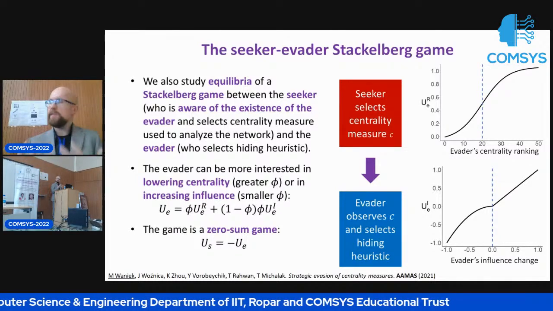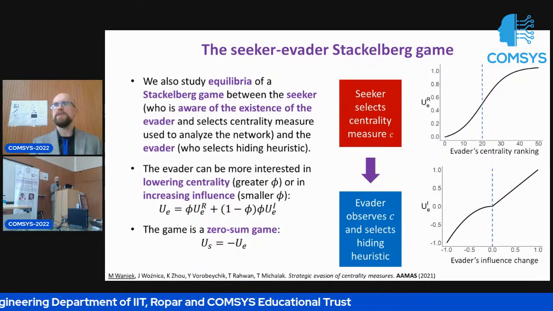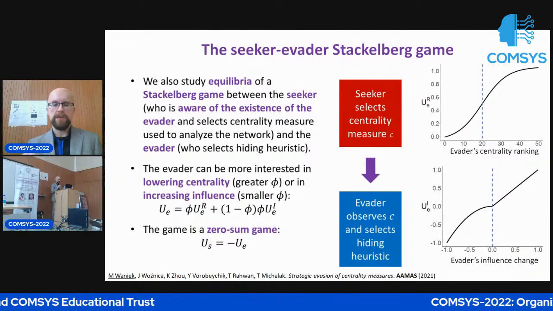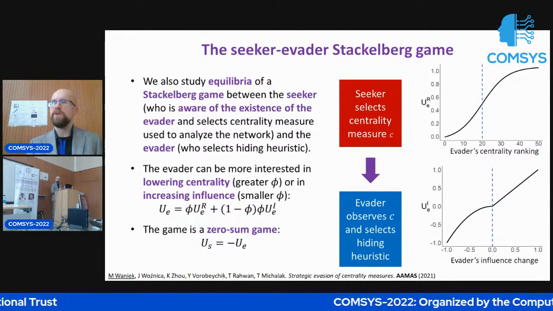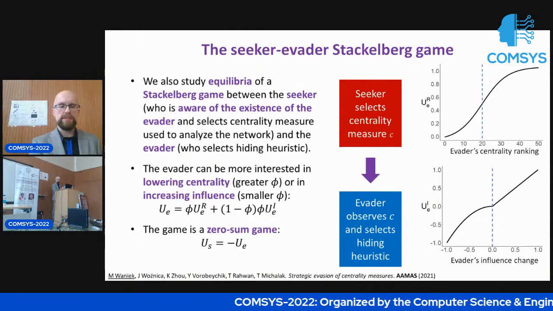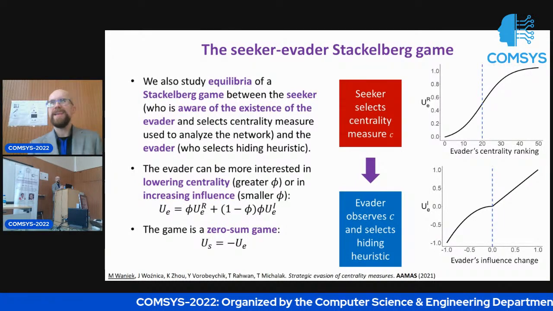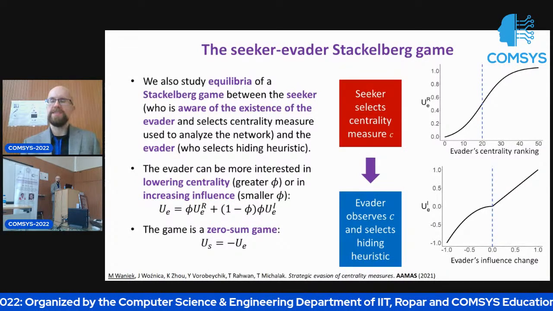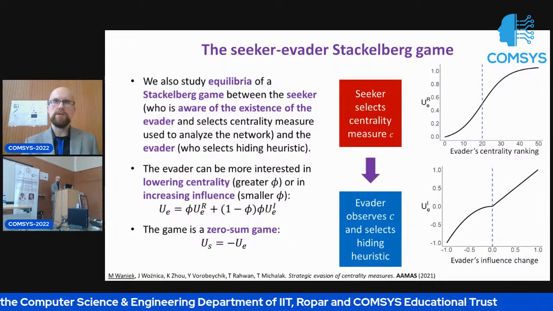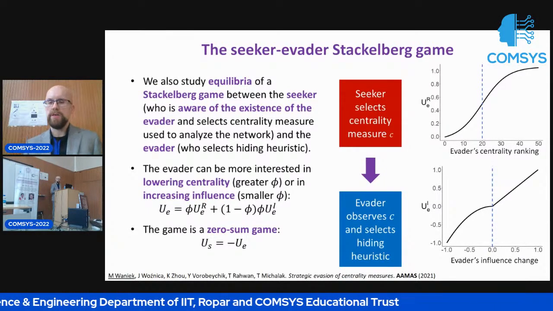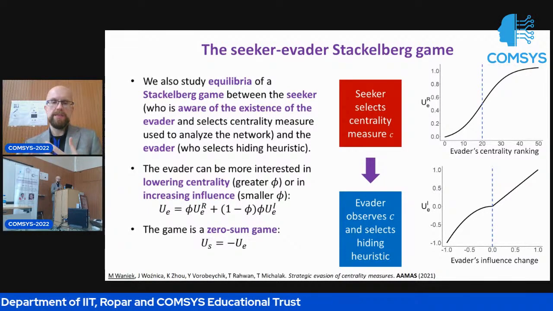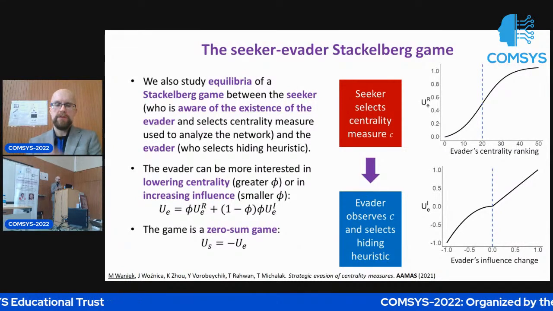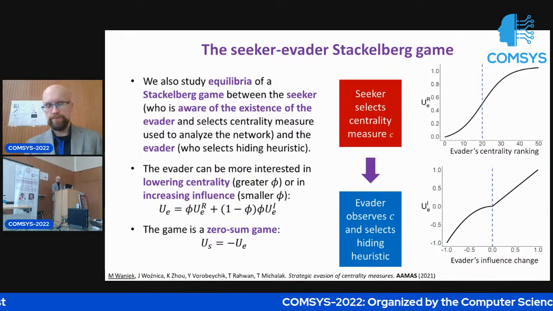So for evaders with greater phi, they are more interested in staying safe. They are more interested in lowering their centrality ranking. And for smaller values of phi, these are the evaders who are more interested in increasing their influence and less interested in their centrality ranking. Moreover, we assume that this is a zero-sum game. So the utility of the seeker is the negative utility of the evader. So in essence, the evader wants to hide and remain influential, and the seeker wants the opposite.